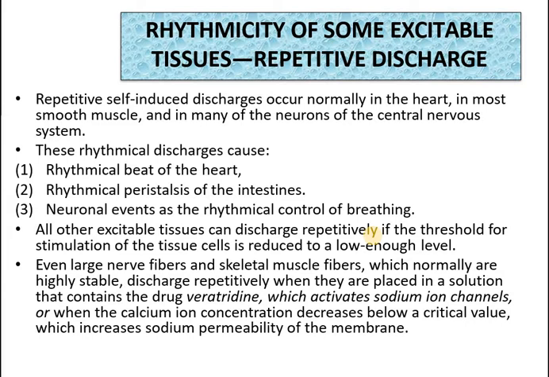Okay, so in your body, a rhythmical contraction, rhythmical discharge of impulses continuously occurs. For example, in your heart, which is continuously beating; your food movements in your intestine; and the breathing which you are doing 24/7. All other excitable tissues can discharge repetitively if the threshold for stimulation of the tissue cell is reduced to a low enough level.